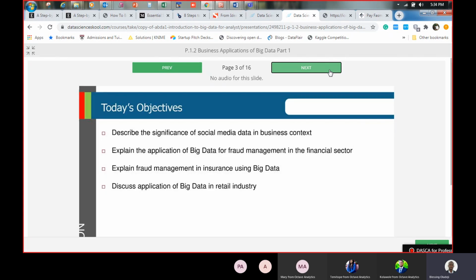So let's look at the objective of today's class, which is to describe the significance of social media in the context of business. When we talk about social media, how can you leverage social media in the context of business?